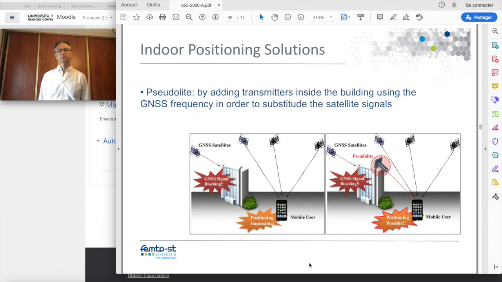So you can also use a dedicated device which will use exactly the same frequency as the satellites, which is called a pseudolite. And if you are deploying this inside the building, you can locate the smartphone or the mobile device inside the building. But you need to have the right to send information on such a frequency.